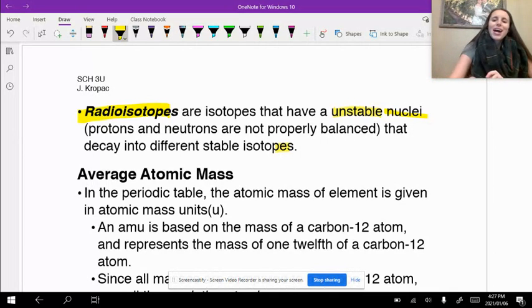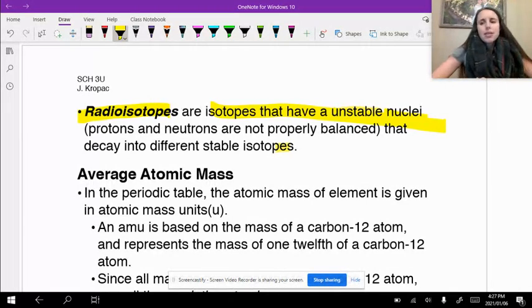Radioisotopes are isotopes that have unstable nuclei. Just because an isotope exists in nature doesn't mean it's necessarily stable. Sometimes, if there are extra neutrons, the nucleus isn't stable. So what radioisotopes will do is they'll actually decay. What decay means is it'll lose a neutron or two. Since it loses a neutron or two, it's going to decay to a more stable form.